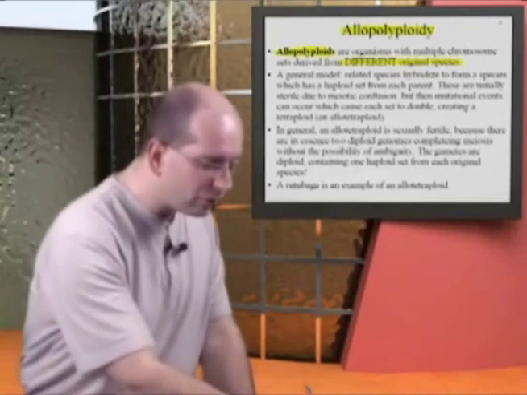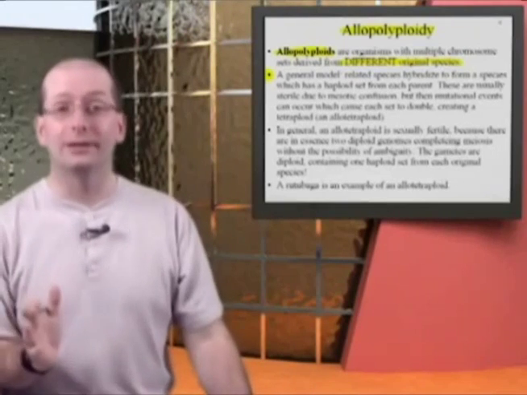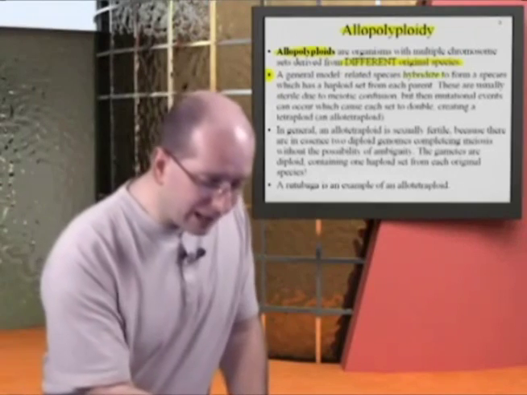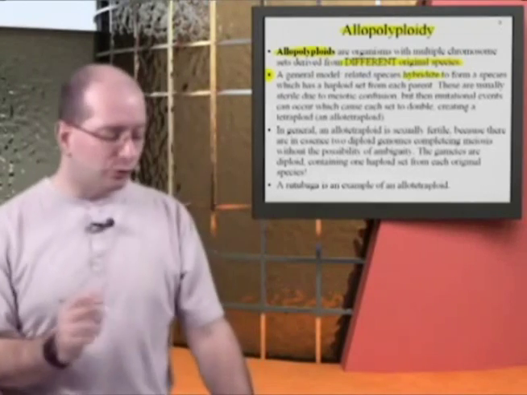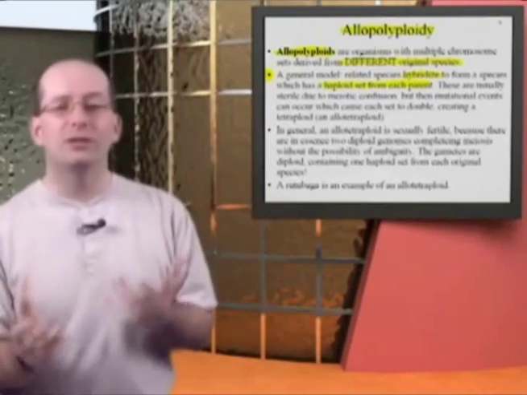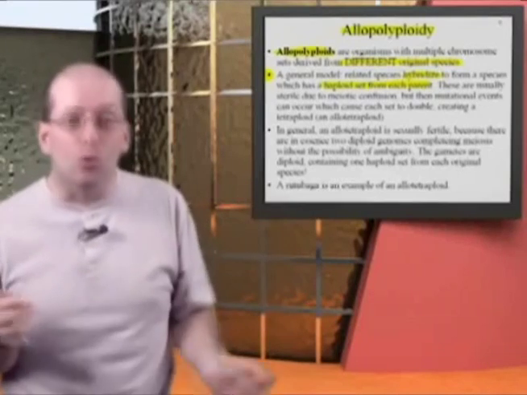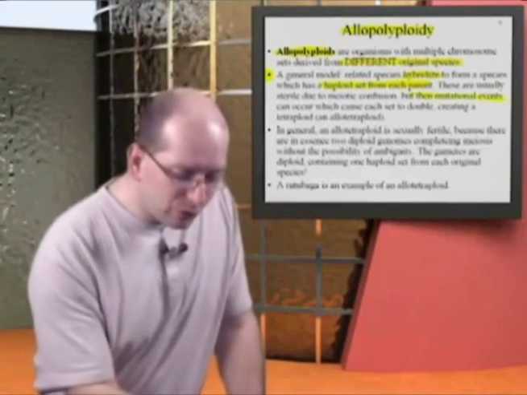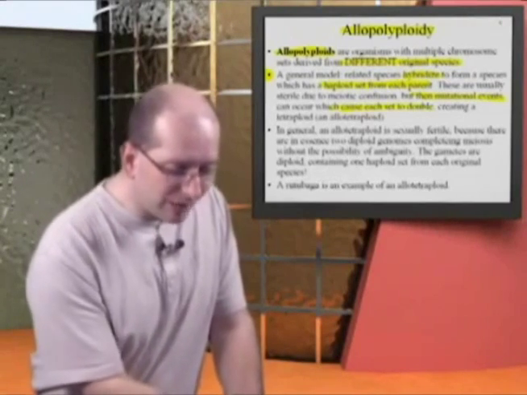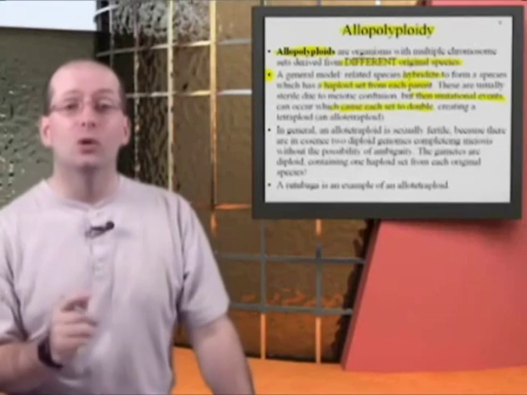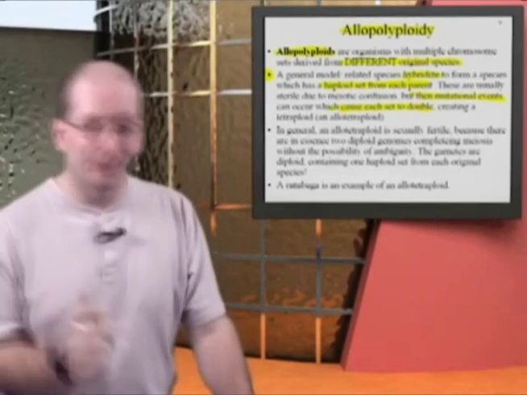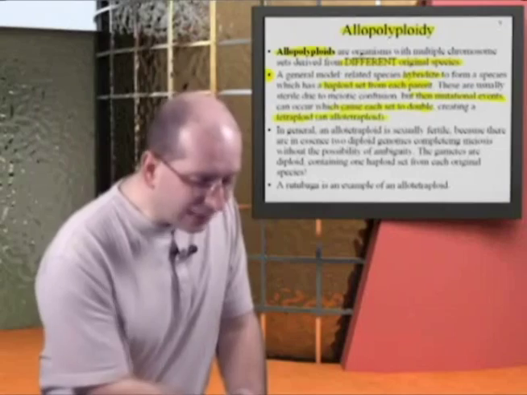But here's a general idea of what we think happens, and in certain cases there's evidence that this is surely what happened. Related diploid species can hybridize to form a species which is a hybrid. It's got one haploid set from each parent. Now, generally, these are sterile because one set looks at the other and says, I don't know who you are, right? But there are certain mutational events that seem not to be as rare as you might think, which cause each set to double. And if each set doubles, we now have 2 complete sets from each of those original parents, creating a tetraploid, an allotetraploid.